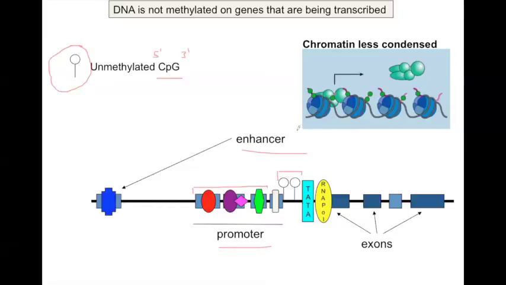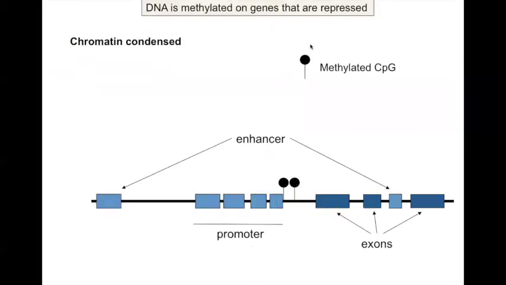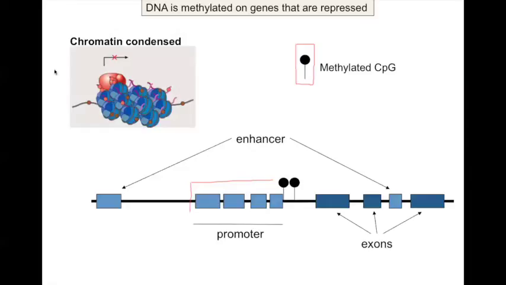You can see that when the promoter is unmethylated, we have a less condensed form of chromatin and genes can be transcribed. However, if DNA is methylated, shown here with this closed-in lollipop symbol, it can inhibit the binding of transcription factors and of RNA polymerase II, shutting down gene transcription. In this case, the chromatin takes on a much more condensed form, as we see here.